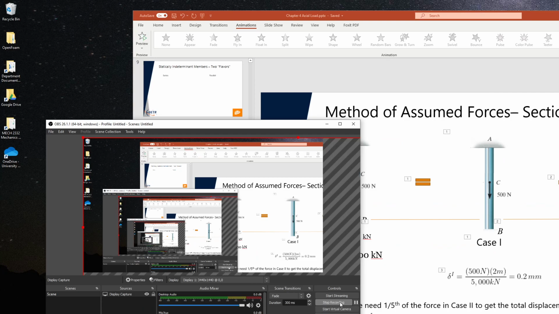Like I said, I also have some other videos where I solve these problems using this method, so look at those. And also, MathCAD doesn't do simultaneous equations, so all my MathCAD solutions are using the method of assumed force, okay? All right.